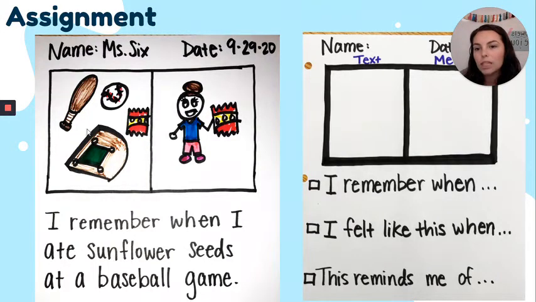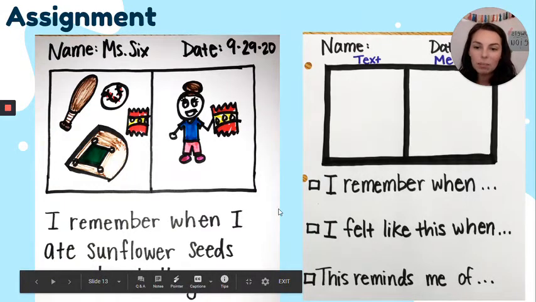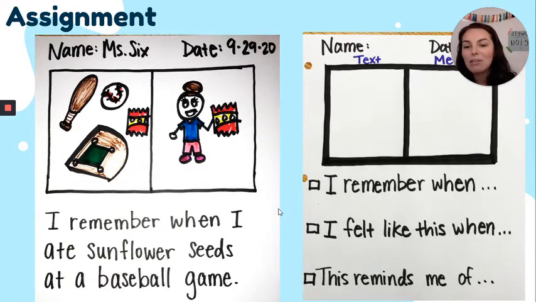I picked this page, and I drew my picture from the book. There's the baseball field, a baseball bat, baseball, and the bag of sunflower seeds. Then I drew a picture of my experience. There's me, eating my sunflower seeds. And then I wrote my sentence to go with it. My sentence says, I remember when I ate sunflower seeds at a baseball game.